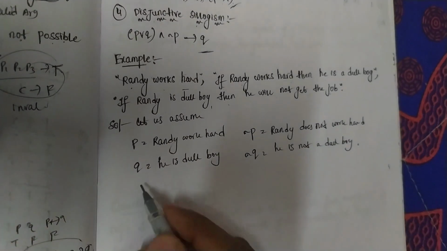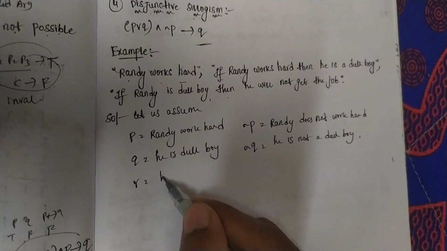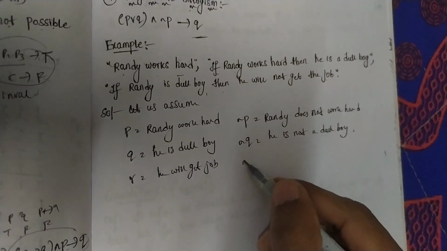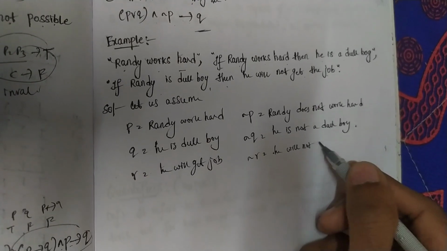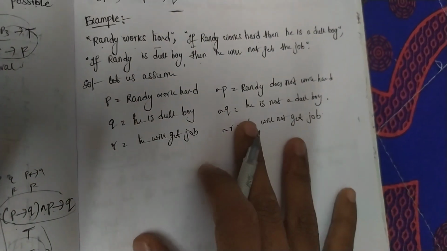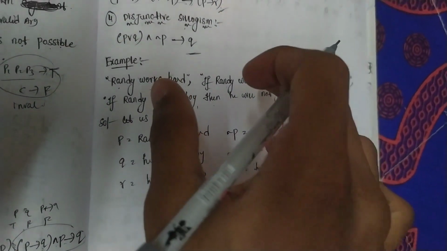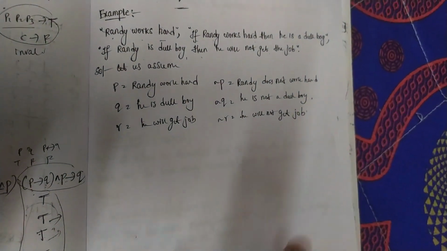Okay, here R equals he will get the job, so negation R equals what? He will not get the job. These are the assumptions of our problem. So comparing this assumption to this problem, we write the premises and conclusion.